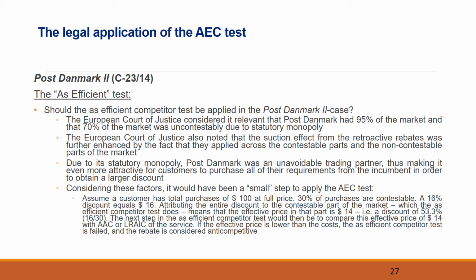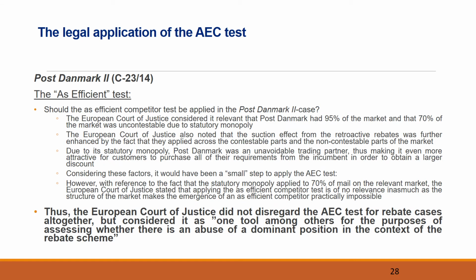The next step in the as efficient competitor test would then be to compare this effective price of $14 with the AEC or LRAIC of the service. If the effective price is lower than the cost, the as efficient competitor test is failed and the rebate is considered anti-competitive. However, with reference to the fact that the statutory monopoly applied to 70% of mail on the relevant market, the ECJ stated that applying the as efficient competitor test is of no relevance inasmuch as the structure of the market makes the emergence of an as efficient competitor practically impossible.